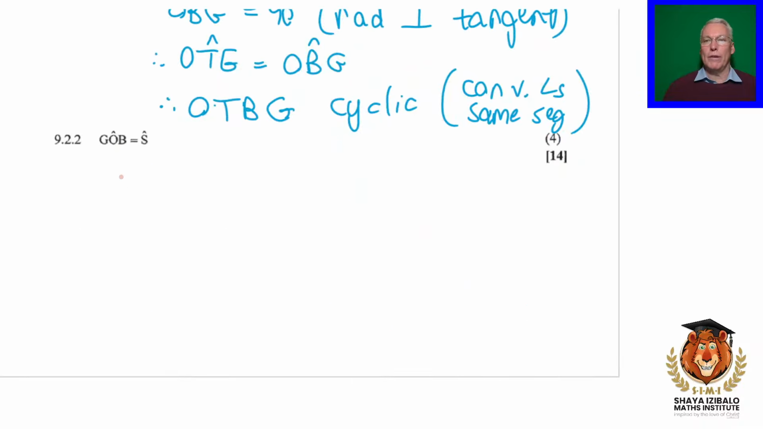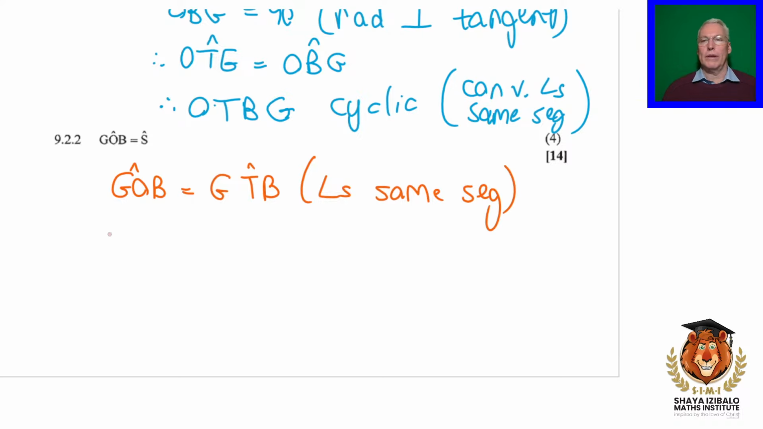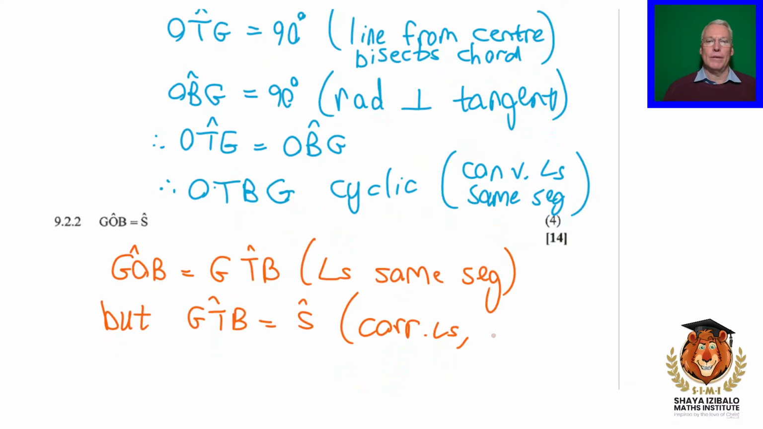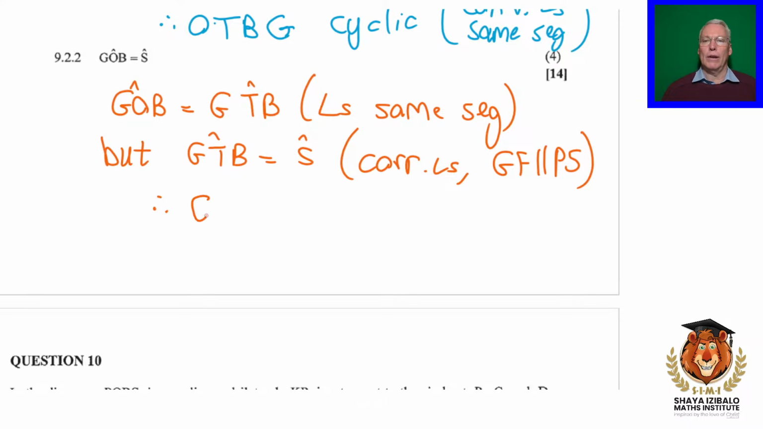Right, so let's go from where we wanted to start. Angle GOB is actually equal to angle GTB, and the reason is angles same segment. But GTB is equal to angle S, and that's because they're not alternate angles, they are corresponding angles, and we've got GF parallel to PS. And so therefore angle GOB is equal to angle S.